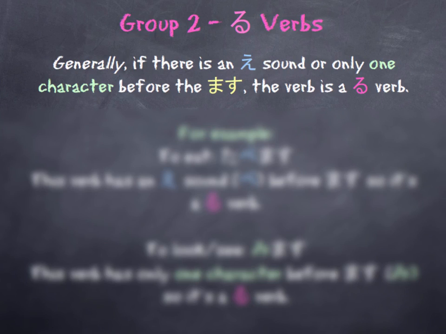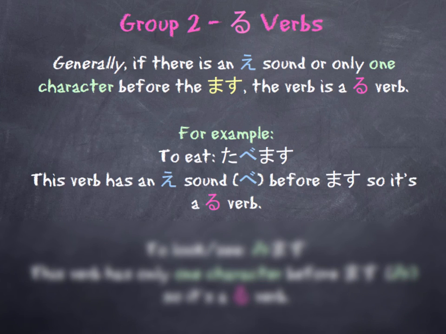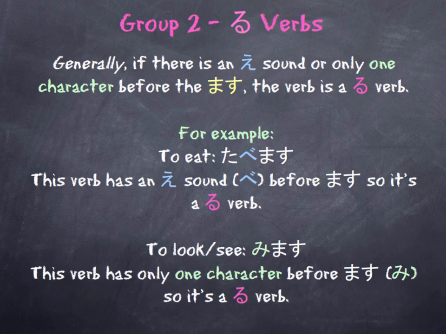Group 2 verbs, or ru verbs as they're also referred to, are generally those that have an e sound or only one character before the masu. So for example, the verb to eat is tabemasu, and again we can see here that there's an e sound before masu, be. So it makes this verb a ru verb. Let's take a look at a second example, the verb mimasu, which means to look or to see. This verb has only one character before the masu, which is mi. Therefore, that makes this particular verb a ru verb also.